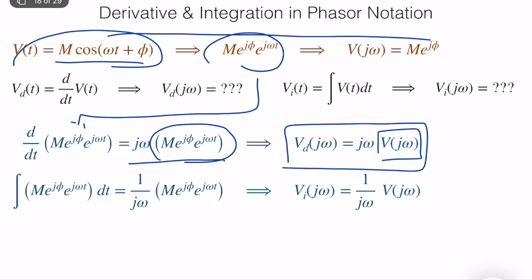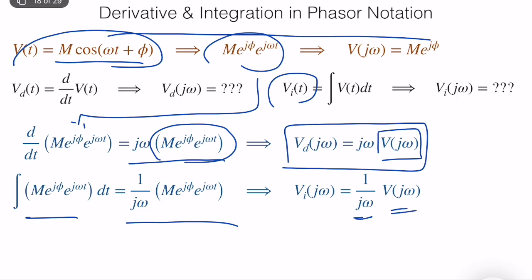Similarly, if you take the integral to compute v_I(t), instead of taking the integral of the exact signal, you technically compute this middle signal, m e^(jφ) e^(jωt). You obtain a result equal to 1/(jω) times m e^(jφ) e^(jωt). If you finalize the phasor transformation, you will simply find that V_I(jω), the phasor transform version of the output of the integral, is equal to 1/(jω) times V(jω), the phasor transform version of the input signal.